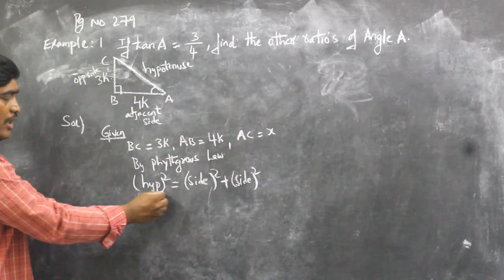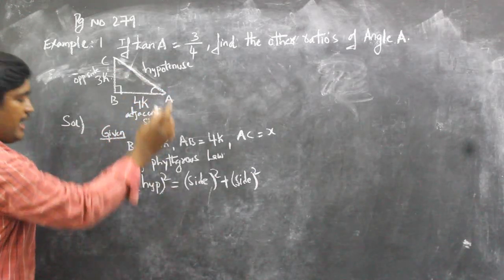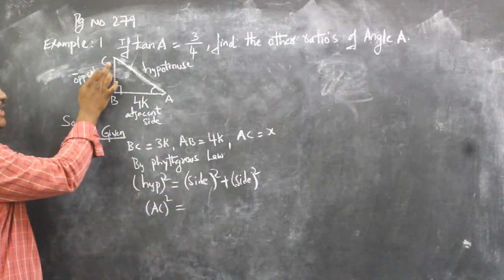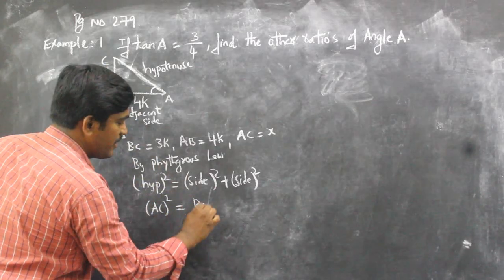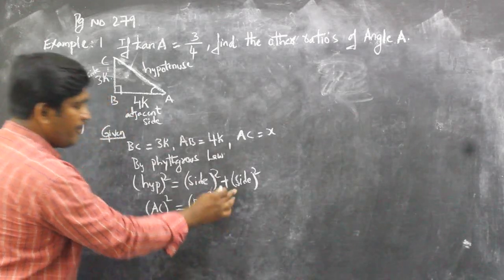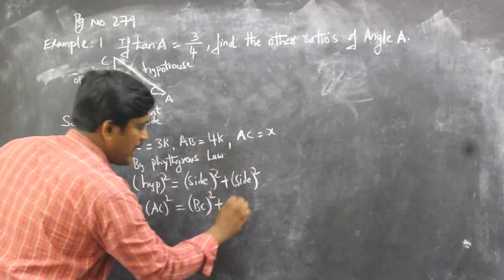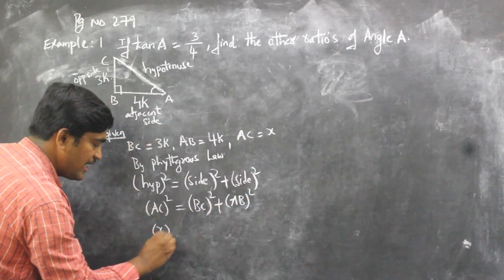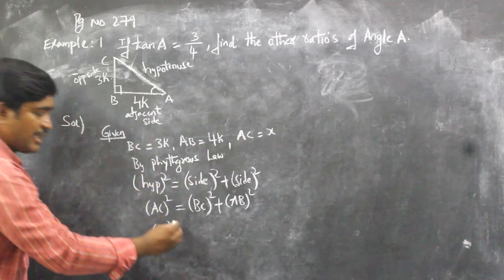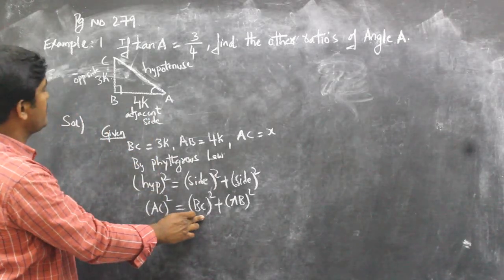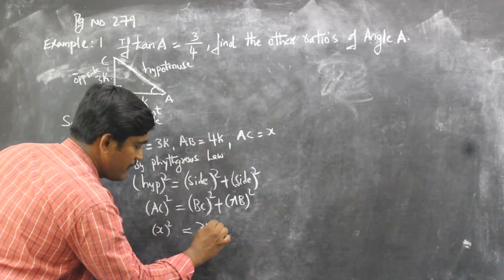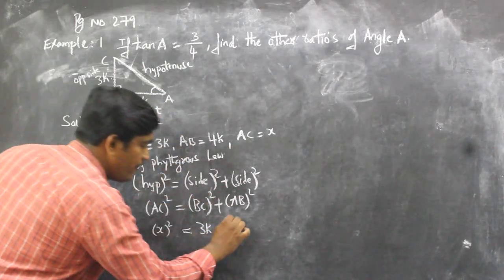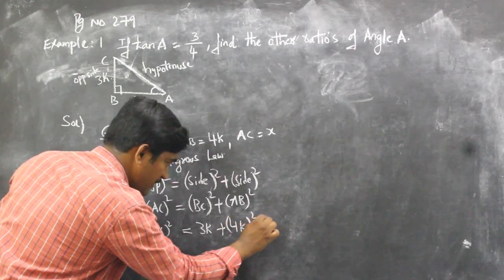Now what is the hypotenuse here from the figure? AC, so AC whole square is equal to, what is the first side? I will assume this as the first side, that is BC square plus, what is the second side from this figure? AB. I will take this as AB square. Now I know the AC value as X, we have taken it as unknown, is equal to, what is the BC value? 3K, plus what is the next? AB. What is AB? 4K. So I will take the squares for this one.